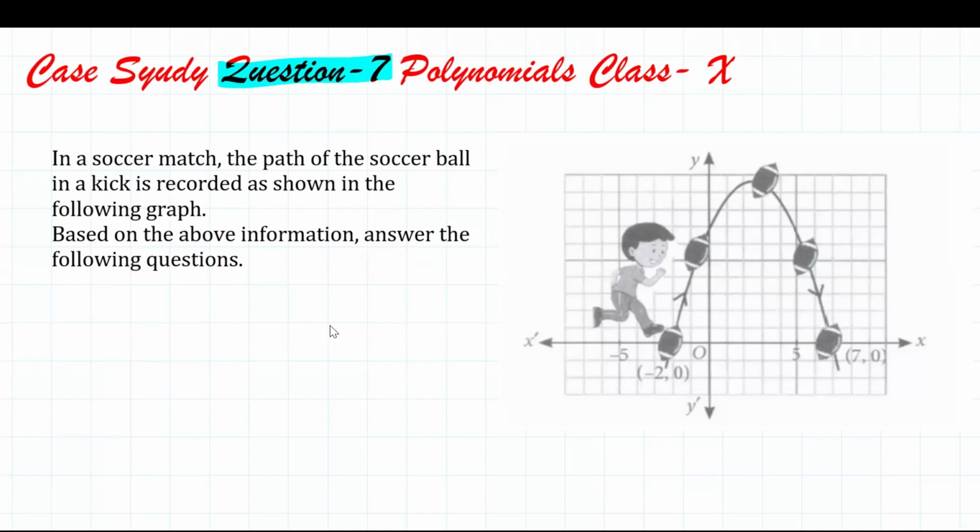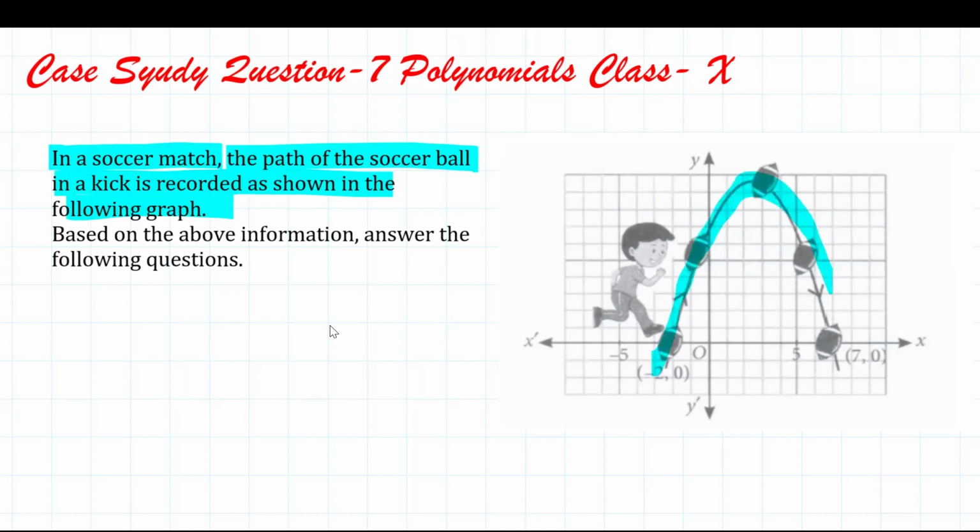This is question number 7, a case study question for the chapter Polynomials. What the question says is that in a soccer match, the path of the soccer ball in a kick is recorded as shown in the graph. So this is the path, as you can clearly see, this is the path over here. Now, based on the above information, we have to answer the following questions. So I'll be typing the questions one by one.